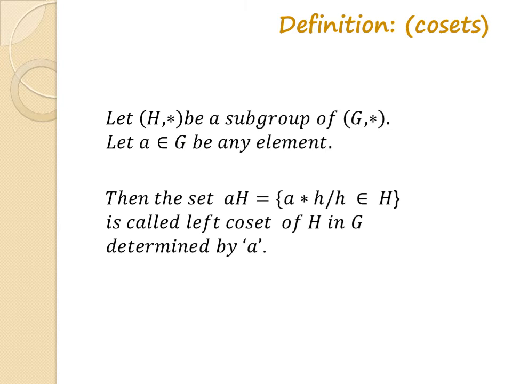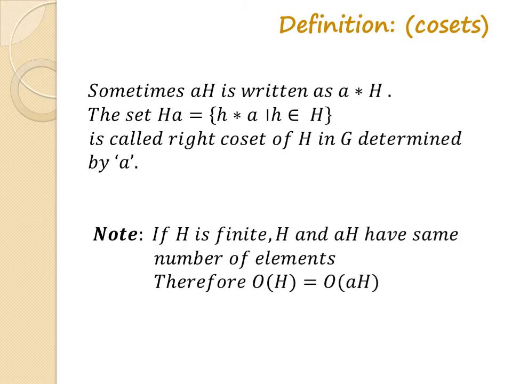Let H be a subgroup of the main group G. Let us consider one arbitrary element a from G. Then the set aH is equal to a star h, such that h belongs to the subgroup H, and it is called the left coset of H. Sometimes aH is also written as a star H.